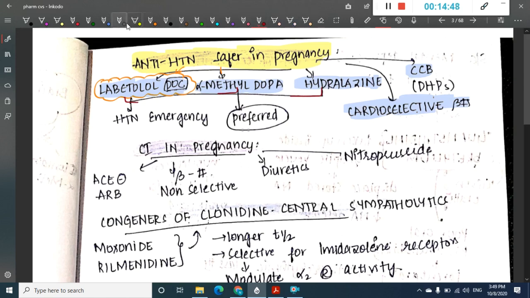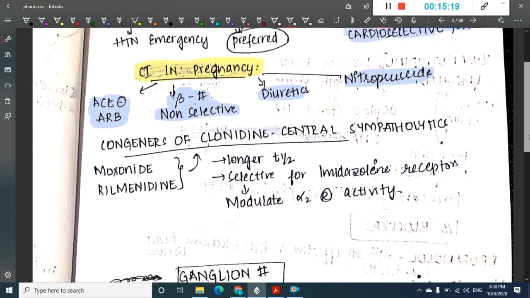Then we have learned which drugs are safe in pregnancy. Then what are the drugs which are contraindicated in pregnancy? This list is also important. The drugs which are contraindicated in pregnancy are ACE inhibitors and ARBs, that is angiotensin converting enzyme inhibitors and angiotensin receptor blockers, non-selective beta blockers, diuretics, and nitroprusside.